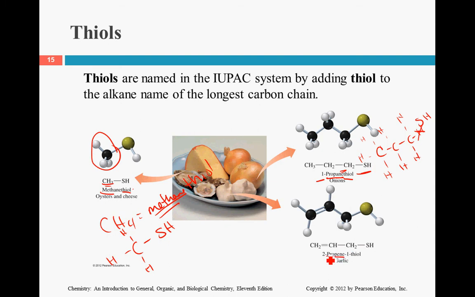Here, propene, so once again, here is the actual part of it. There's a double bond. They started counting where the sulfur is. So this is the first carbon rather than the other way around. So 2-propene, saying that on the second carbon, there's a double bond of a 3-carbon chain. And on the first carbon, there's an SH.